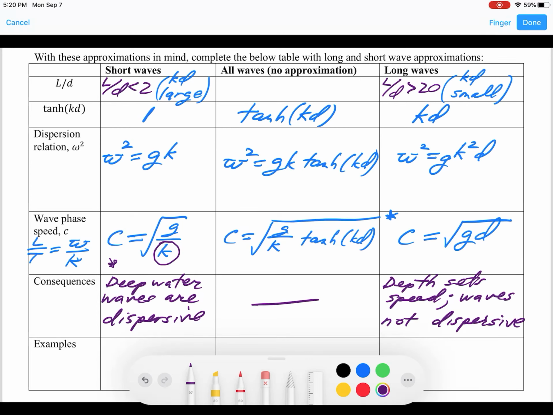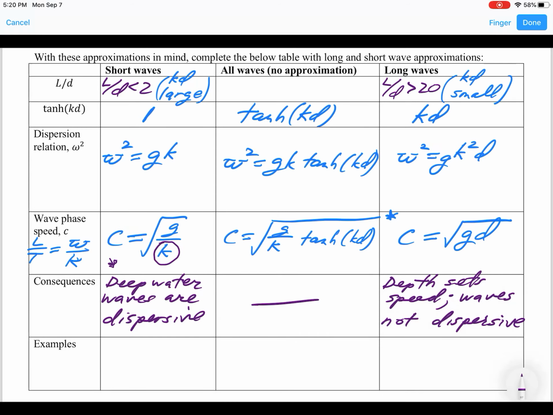So a couple of examples for those two limiting cases. Good examples of short waves are wind waves. So wind waves at sea, in the middle of the ocean. Maybe it's a mile deep. The wavelength is 20 meters. And even if you have different wavelength waves, they're all going to be short waves relative to the depth, and they're all going to be passing through one another. Okay, so that's a good example of a short wave.